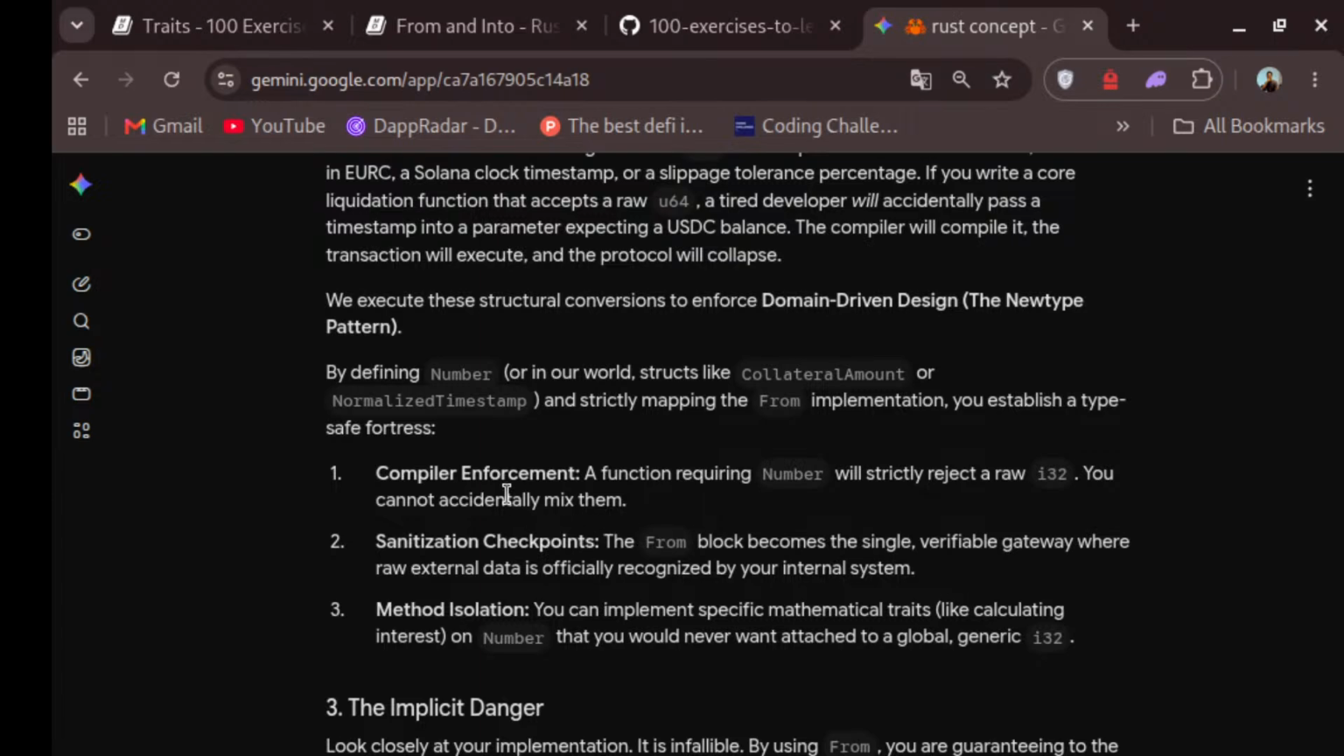It's a fortress. Okay, compiler enhancement: a function requiring a number will strictly reject a raw I32. You cannot accidentally mix them. The sanitization check from a block becomes the single verifiable gate whether raw external data is officially recognized by your internal system.